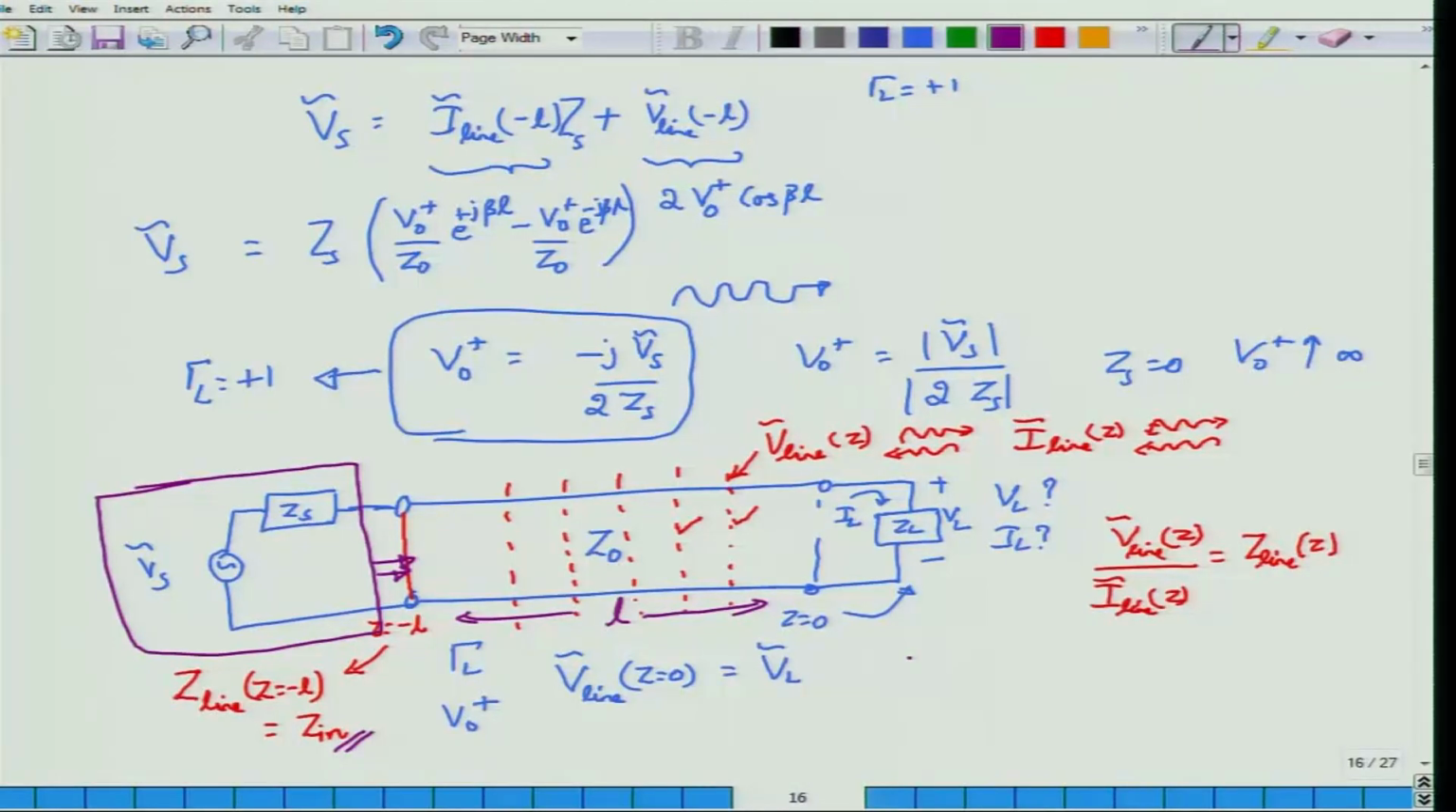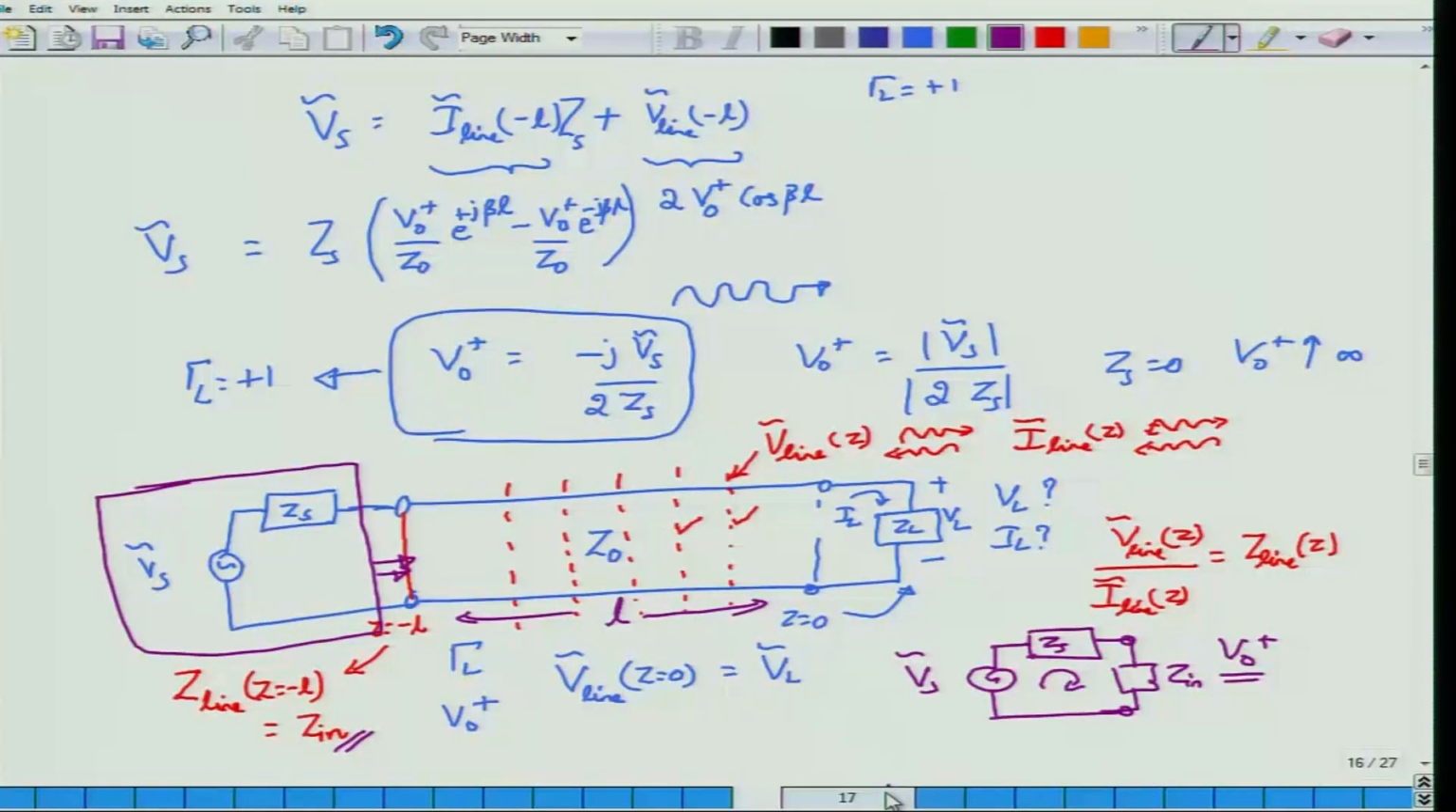Once I have the input impedance, I can then use my standard circuit theory to simplify this scenario, and this would be my input impedance. I can easily find out the initial voltage, or V0 plus, from these expressions. I will demonstrate that to you very shortly. This has the advantage of replacing this complex load ZL by an equivalent input impedance that is seen at the transmission line source end.